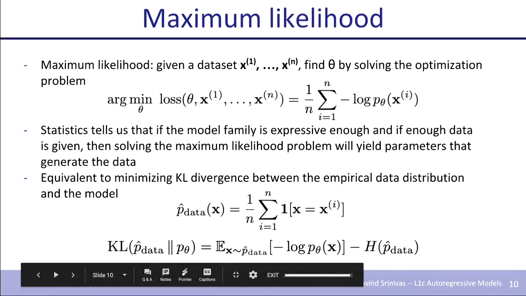Another reason this might be a good idea, we'll talk about this later on in compression, is that the maximum likelihood objective exactly measures how good of a compressor the model is. This might not make very much sense if you haven't seen these ideas, but this is the KL divergence between the empirical data distribution and the model distribution. And this is exactly measuring how redundant or how bad this compressor is.